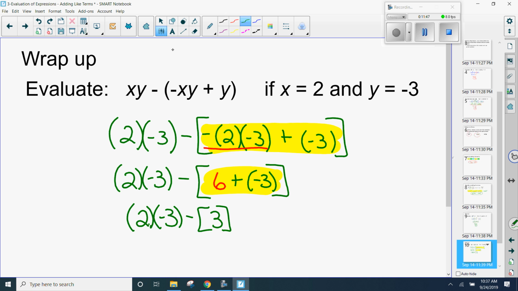Could someone read this to me right here? 2 times -3 minus 3. Order of operations, what do you have to do first? Multiplication. So you have to multiply these two together first. What is 2 times -3? -6. So you have -6 minus 3. Both are negative. Your answer is -9.